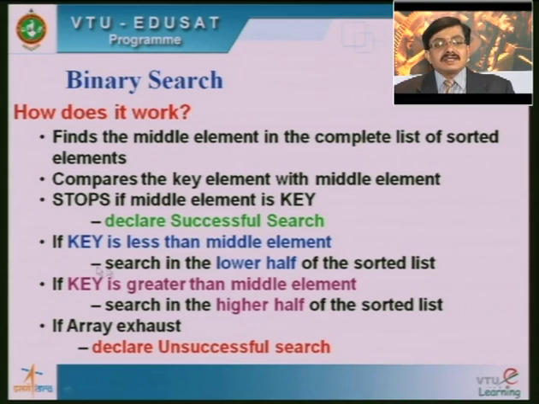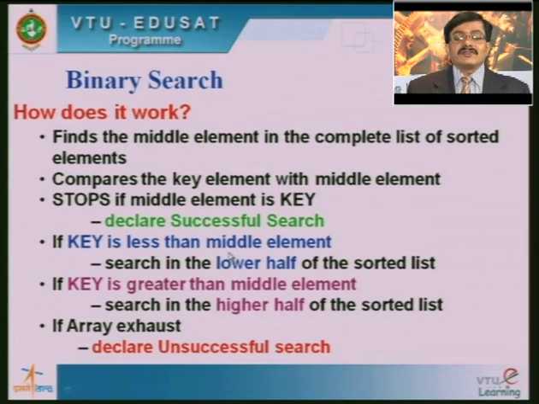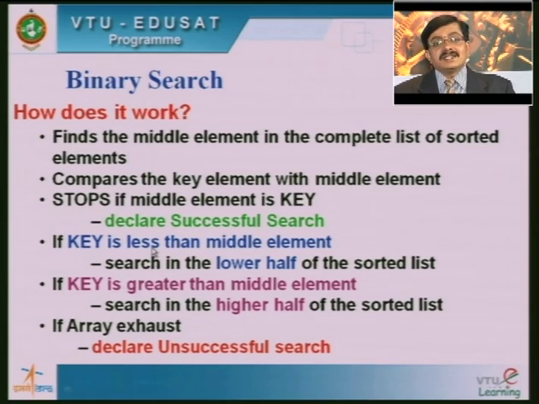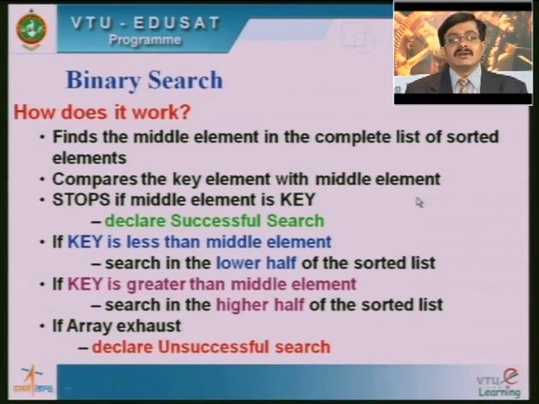Now take another situation. If the key you are searching for is lesser than the middle element of the complete sorted list of elements, then obviously it has to be present in the left half of the array, that is the lower half of the array. If I have 100 numbers, 1 to 100, and I am looking for, for example, the number 25.